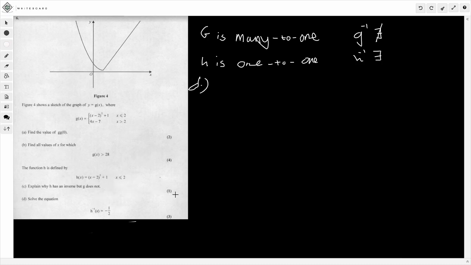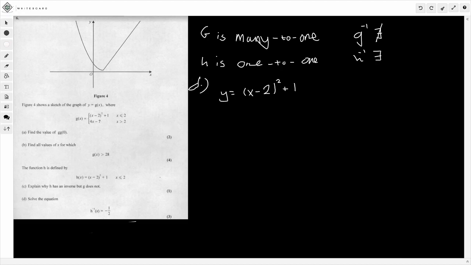So what I'm going to do is work out the inverse of this first. Remember, what we do is we say h of x is going to be equal to y. So we have y equals x minus 2 all squared, and plus 1 at the end.